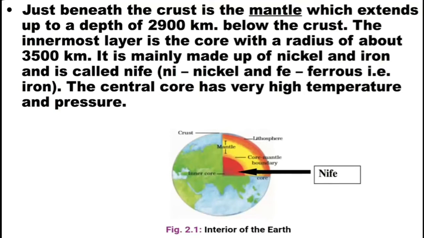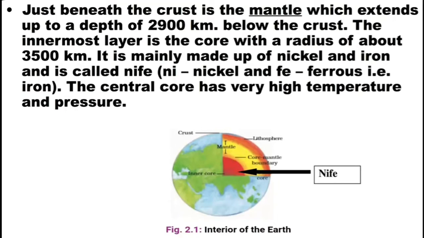The innermost layer is the core with a radius of about 3500 km. So the thickness of the core is 3500 km and the thickness of the mantle is 2900 km. The core is mainly made up of nickel and iron, and it is called NiFe. Ni means nickel and Fe means ferrous. The central core has very high temperature and pressure. You can see here the central core I have denoted with Fe.